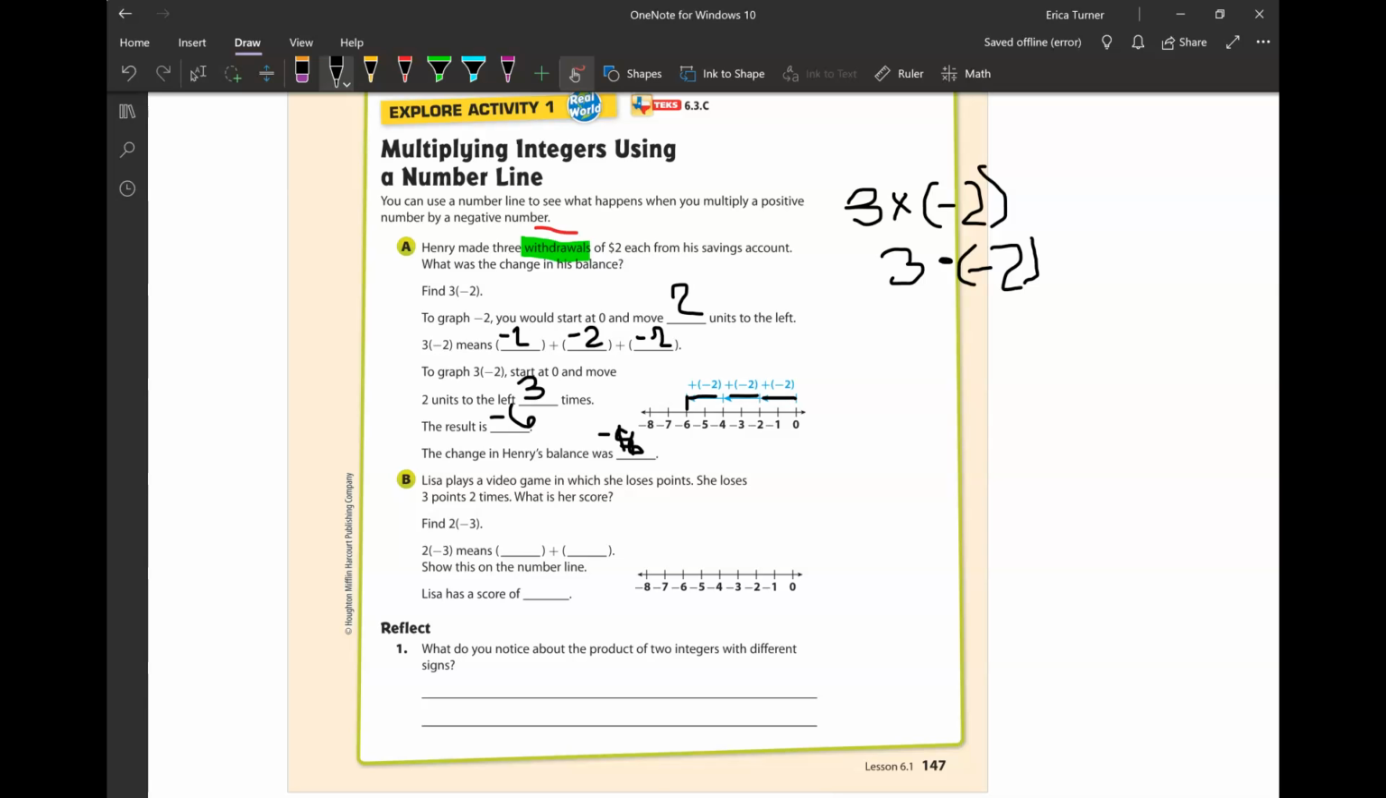The next one: Lisa plays a video game in which she loses points. She loses 3 points 2 times. What is her score? So find 2 times -3. This one's a little bit different. 2 times -3 means -3 plus -3, because 2 times -3 is saying 2 groups of -3.